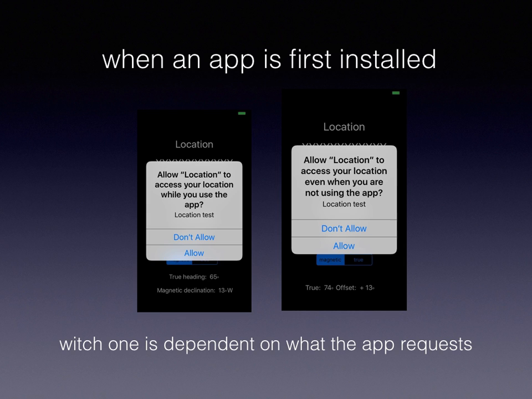Now, when you first install an application, you'll get one of two types of messages. You're being asked if you're going to allow the application to always monitor location information or only when it's in foreground. Now, which type is requested by the application?